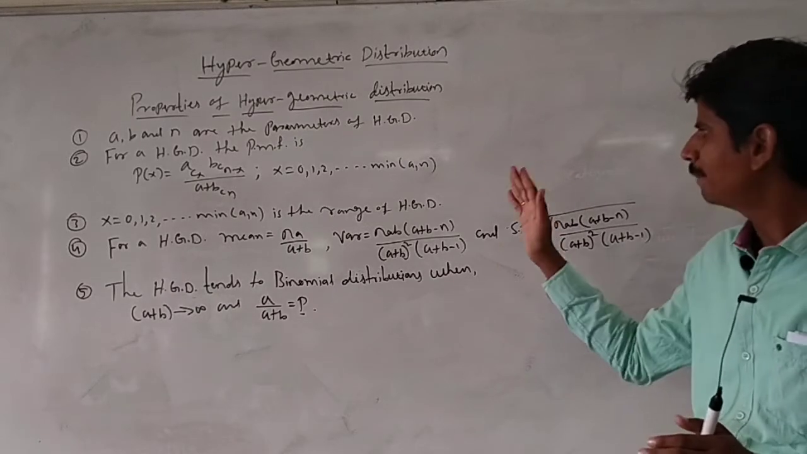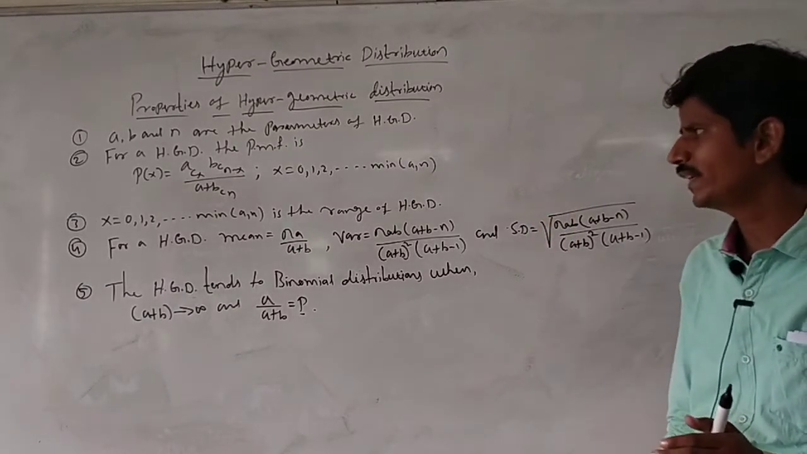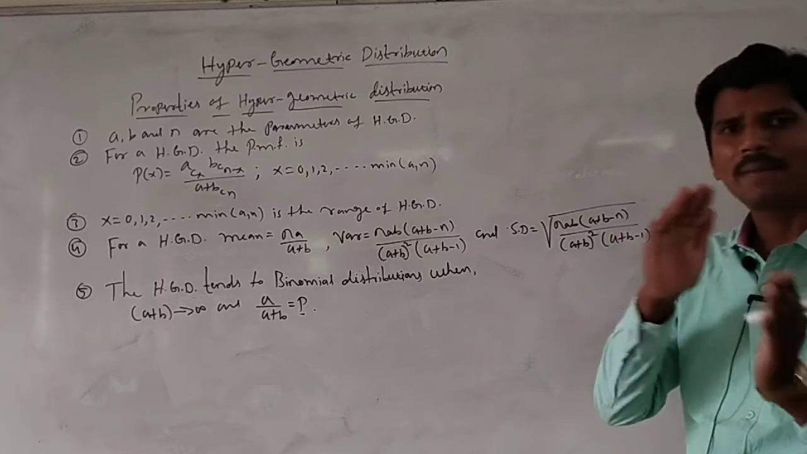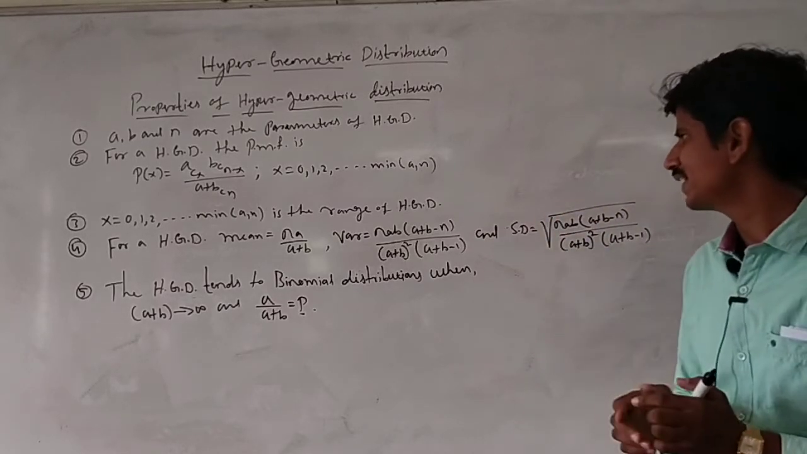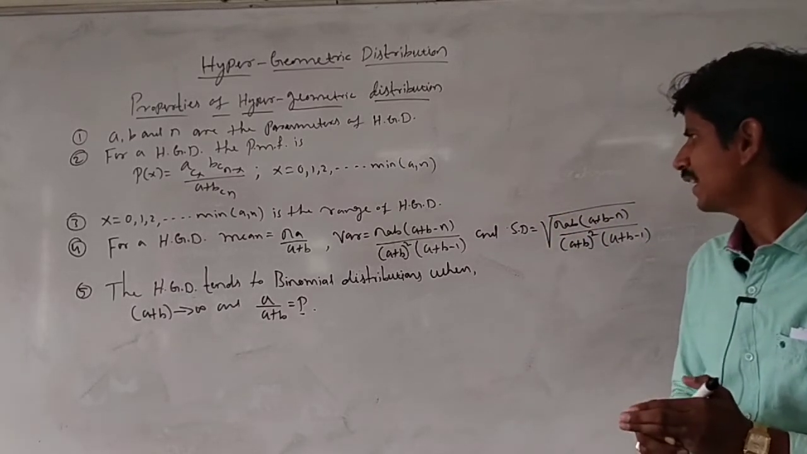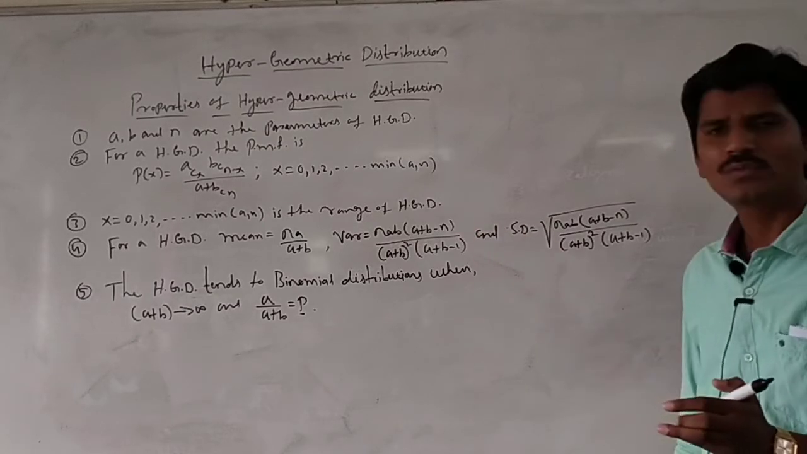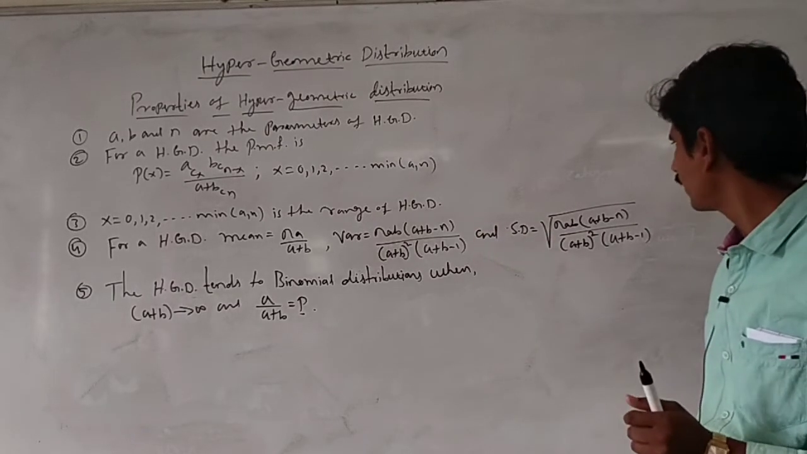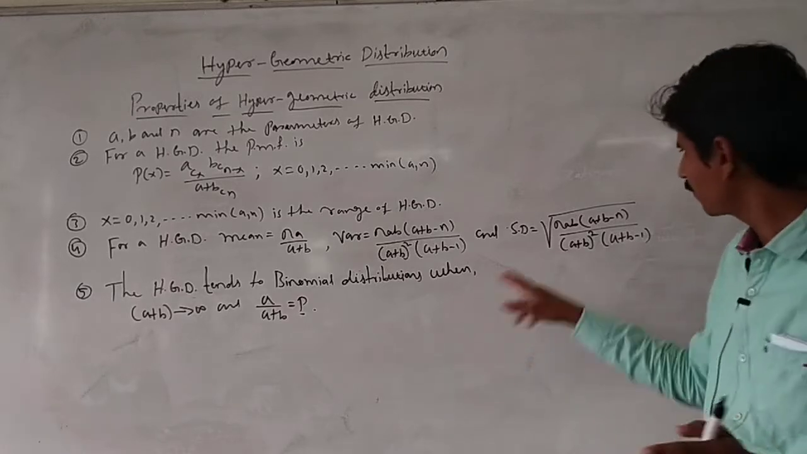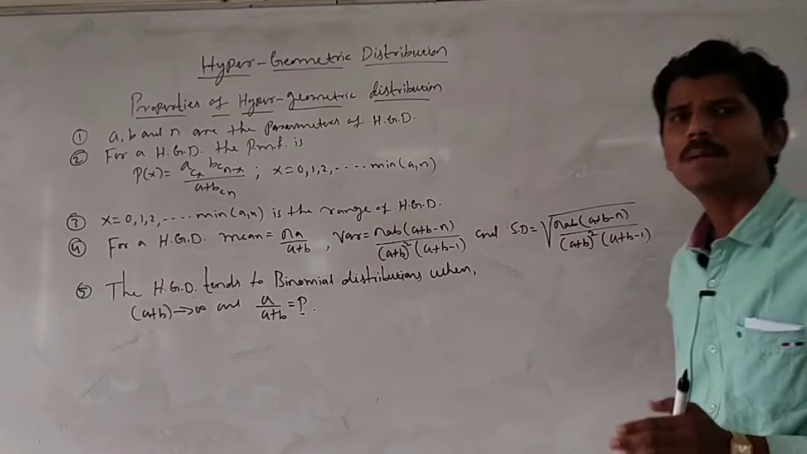Third property, x equal to 0, 1, and so on up to the minimum of a comma n is the range of the hypergeometric distribution. Fourth, the mean is na by a plus b, the variance is nab into (a plus b minus n) divided by (a plus b) whole square into (a plus b minus 1), and the standard deviation is the square root of nab into (a plus b minus n) divided by (a plus b) whole square into (a plus b minus 1).